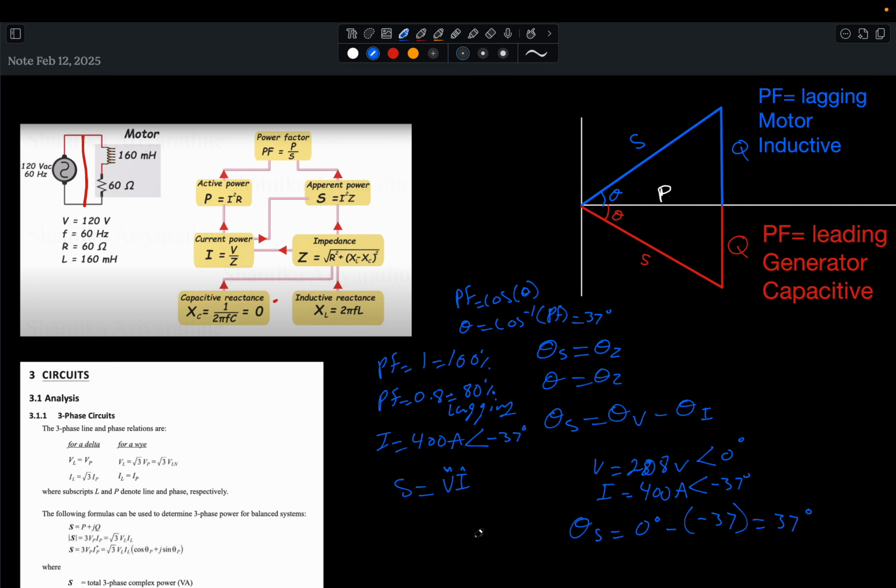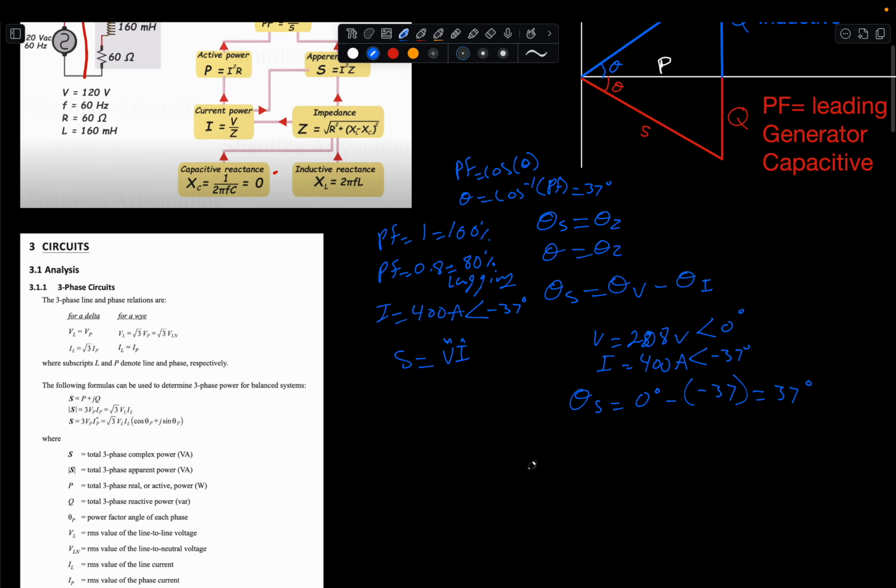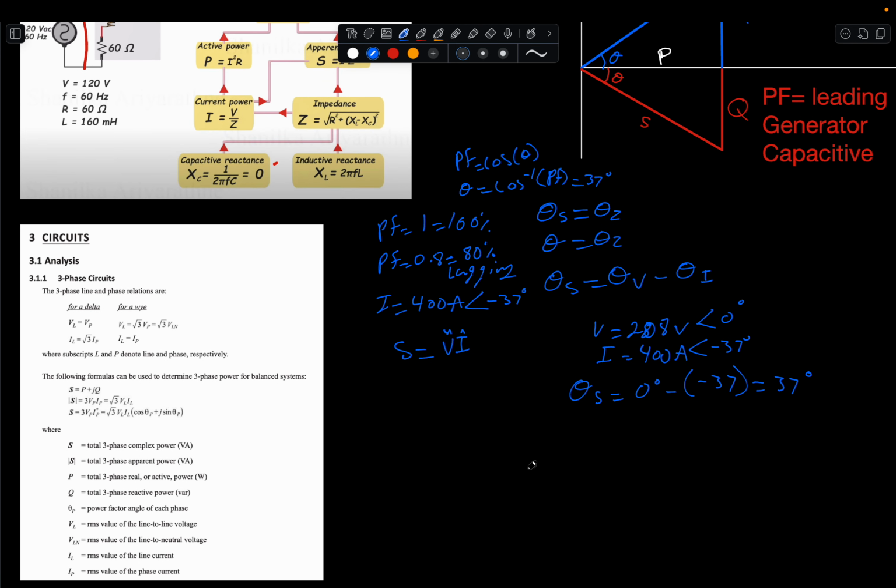So if you ever want to draw the power triangle for a lagging power factor, what you're really going to end up with, we're just going to go ahead and solve for it. Just be mindful that even though it's a negative, if you type this in the calculator, you're going to end up with a negative. So you just have to remind yourself that it is theta voltage minus theta current.